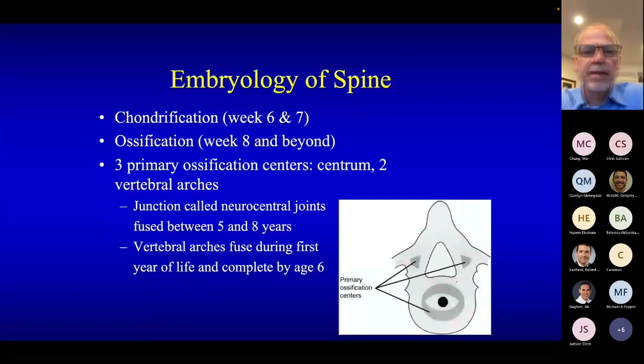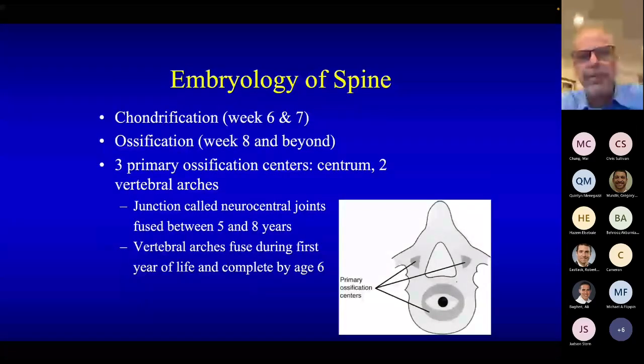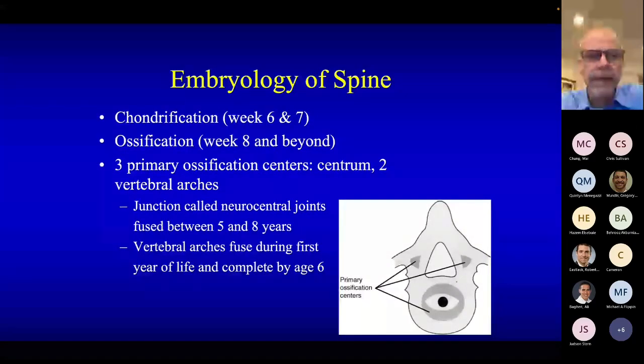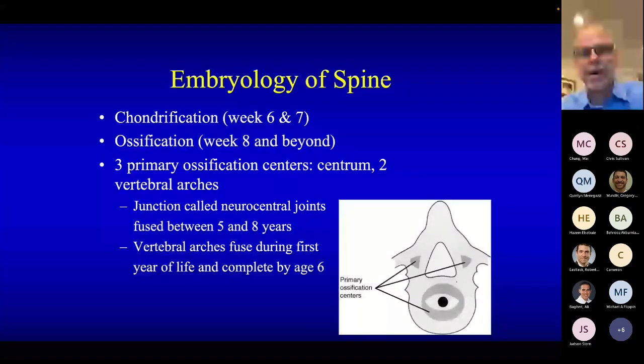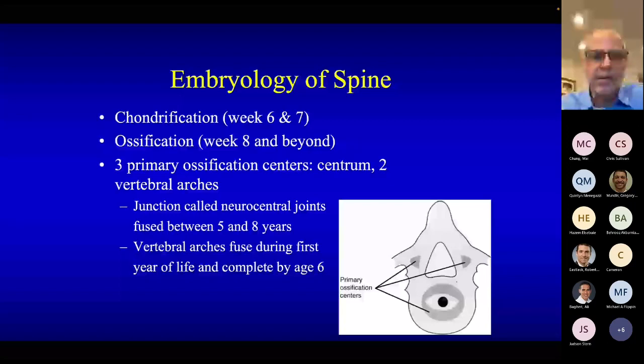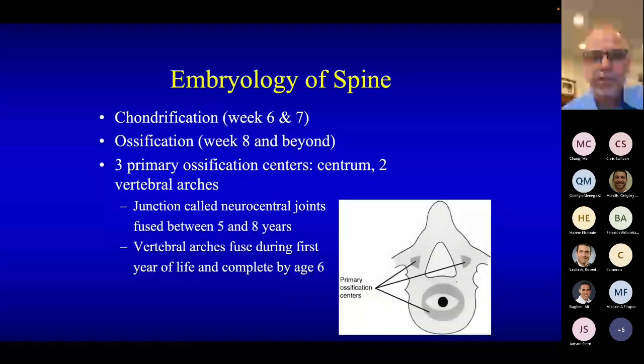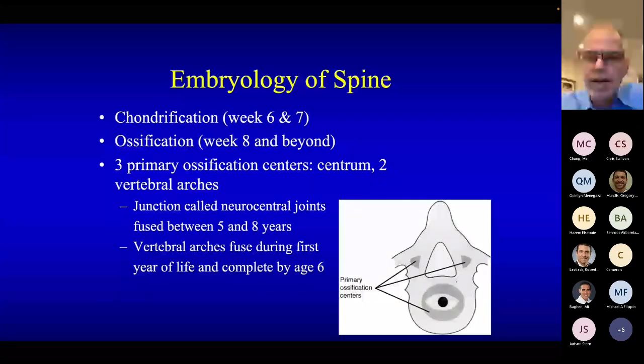Ultimately, these all form into cartilage, which occurs about week 6 and 7. Ossification develops at week 8 and beyond. There are three primary ossification centers for anything subaxial down through the cervical, thoracic, and lumbar spine: a centrum, and then 2 vertebral arches. For those that have operated under the age of 5, you know that there are what are called the neurocentral joints, which is basically the junction between the vertebral arches and the centrum. It's a pretty difficult part to get pedicle screws across. If you can see, the arrow usually develops in this area right here.